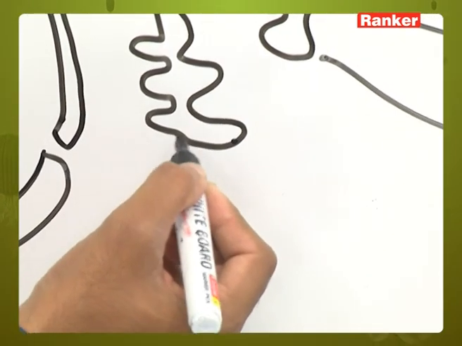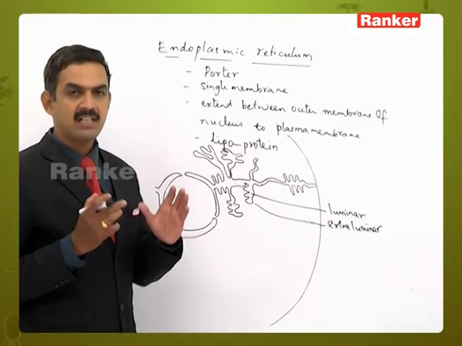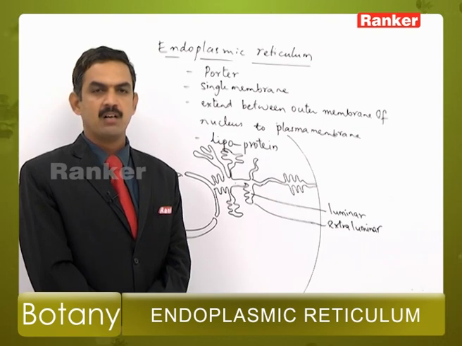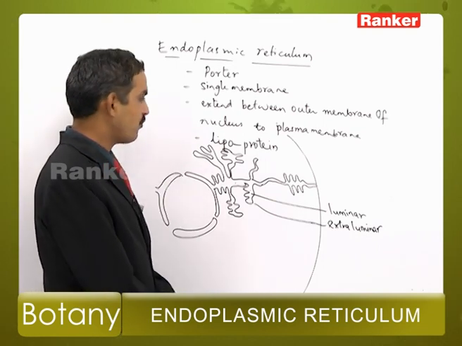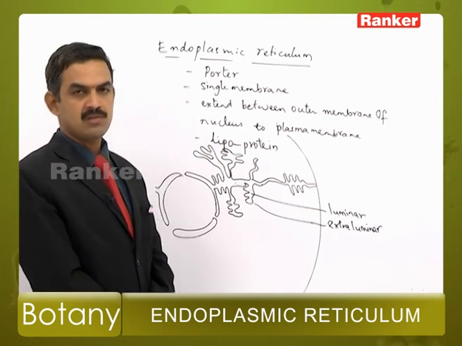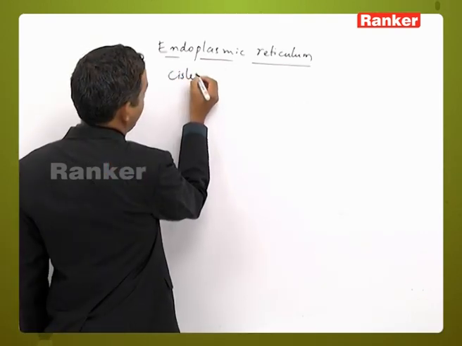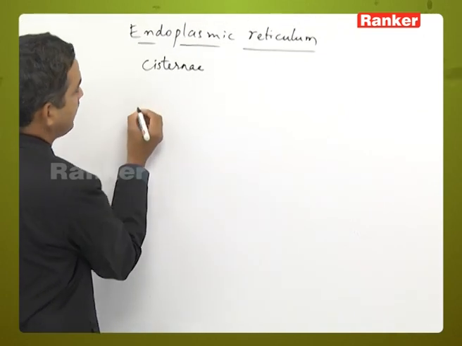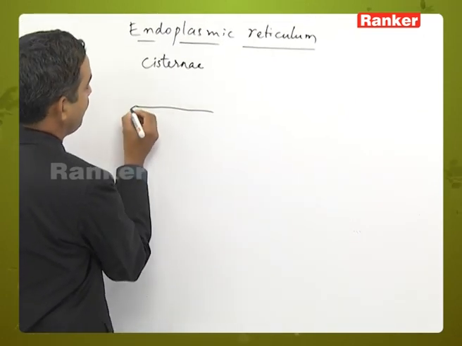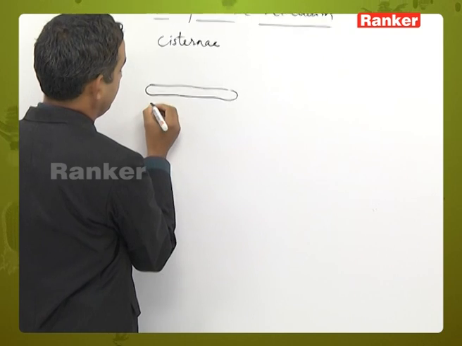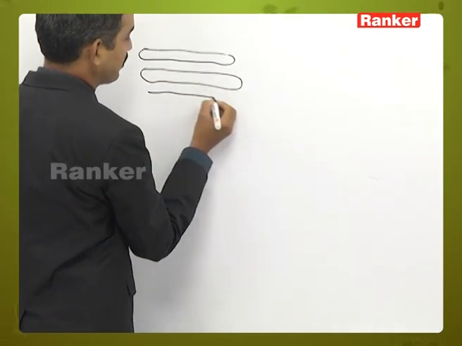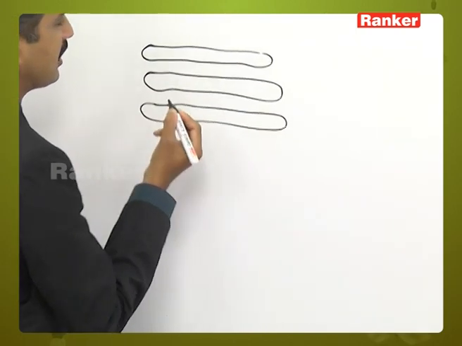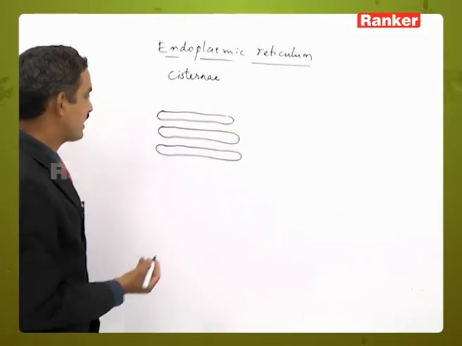So this single membrane itself is showing folding-like structures, and the endoplasmic reticulum is made up of three parts actually. Those three parts are vesicles, tubules and cisternae. Cisternae are elongated structures which are unbranched, and these are structures which are arranged parallel to each other. This type of structure is called cisternae.